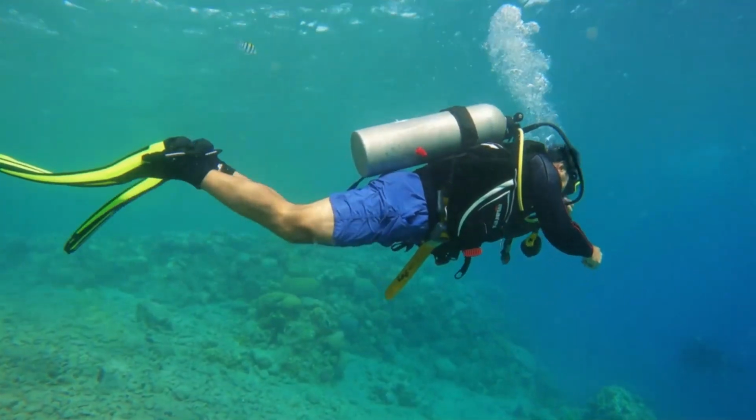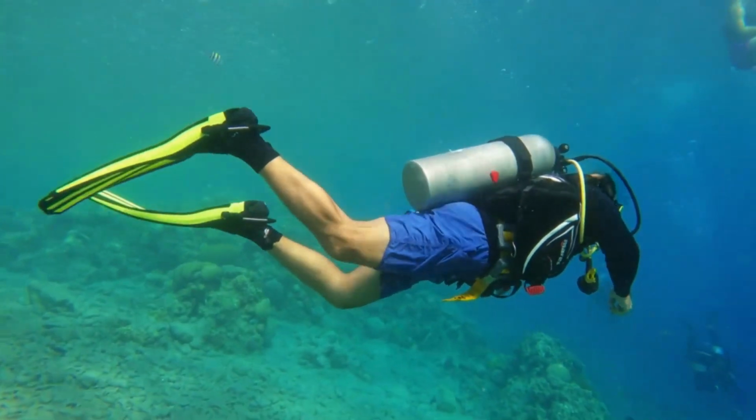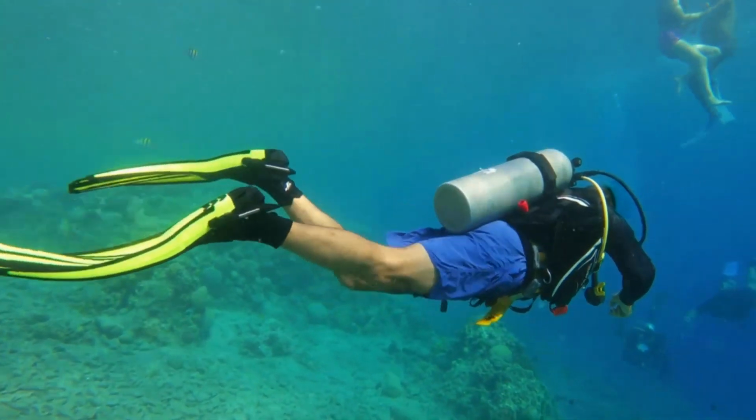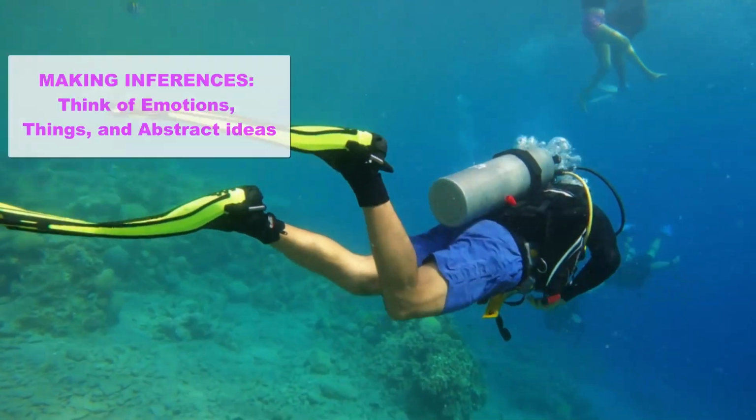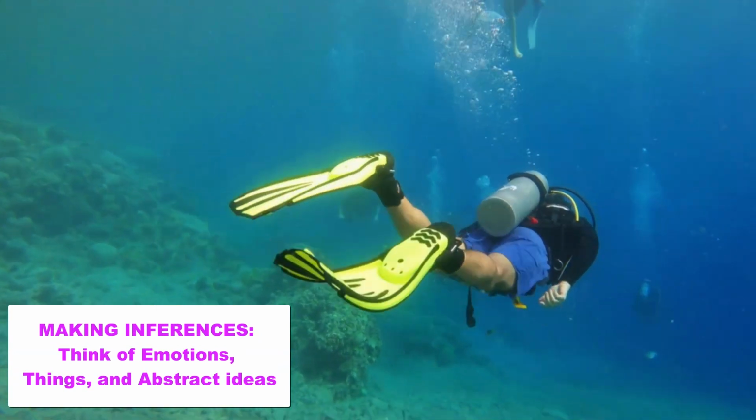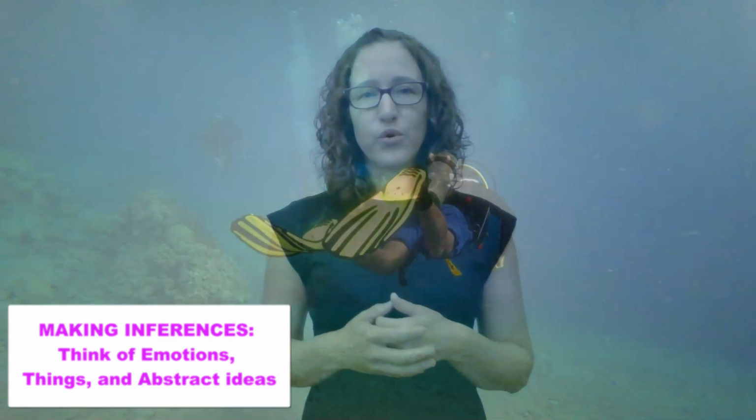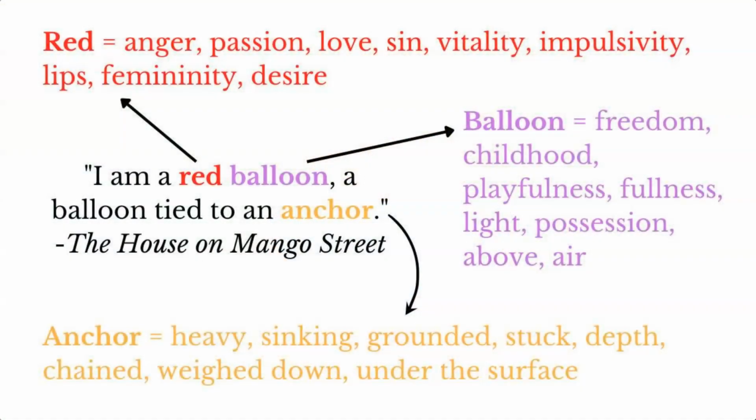Drilling down a little bit deeper, it's not enough to say that a word has a positive, negative, or neutral connotation. It's all about what the reader associates with a particular word or phrase. To help my students make this more concrete, I encourage them to think of emotions, things, and abstract ideas that they associate with the word or phrase, and then to look for patterns and connections between these connotations in order to interpret the significance of the word in relation to the author's purpose.